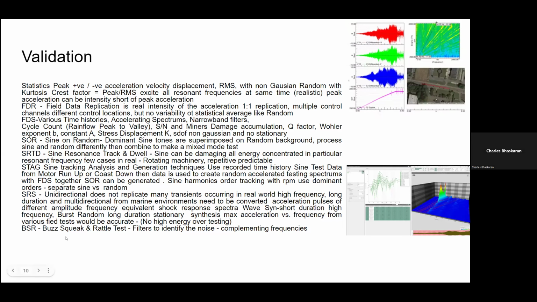Buzz, squeak and rattle test is the last one that I kept in here. A lot of people don't like to hear any buzzing or squeaking or rattling. So we can do this test on the shaker as well. And then we do some movements, and then we put microphones to hear where the buzzing and squeaking and rattling comes from. In the analysis, you can also look at which frequency is making the noise. That is pretty much what I had.